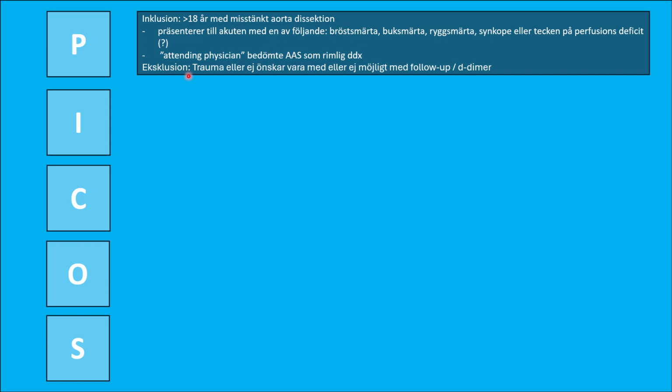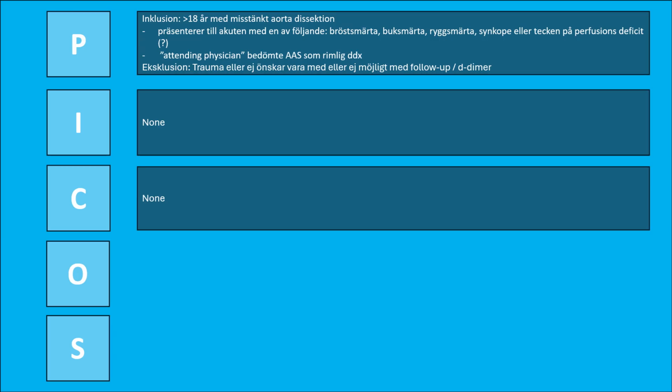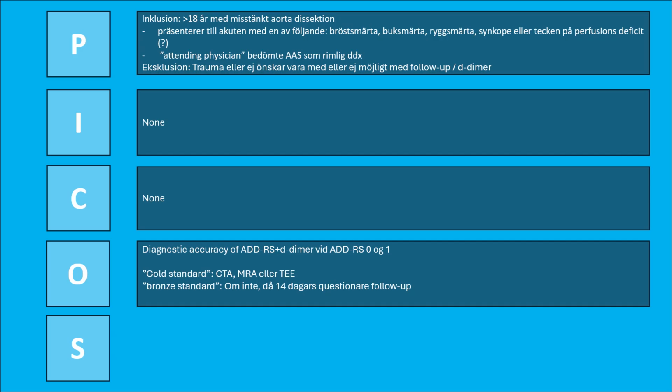Okay. The exclusions were trauma, or patients who didn't want to be in the study, or who couldn't be followed up. There was no intervention because this is a prospective study, but it's not an RCT, so no control either. And the outcome they tried to measure was the diagnostic accuracy of ADDRS plus D-dimer, especially with the ADDRS being 0 or 1. The gold standard was a CTA, MRA, meaning MRI with an angiography component, or a TEE. Those were what they considered gold standard.